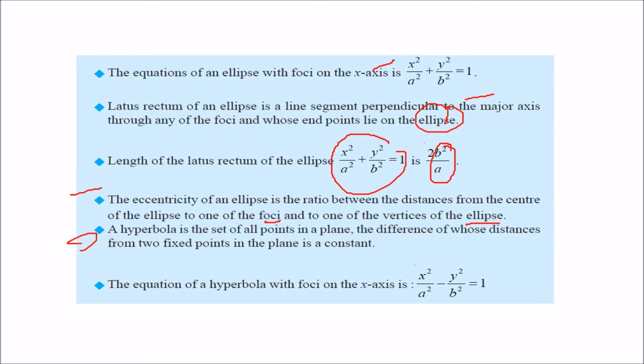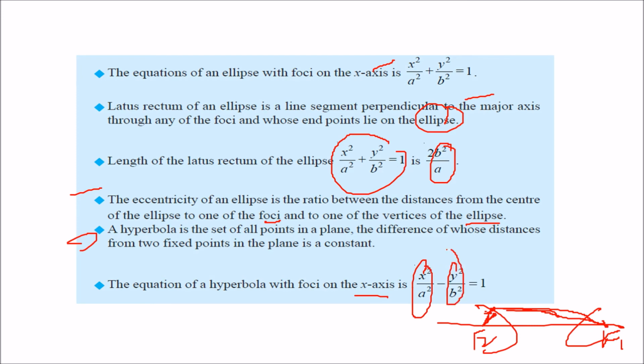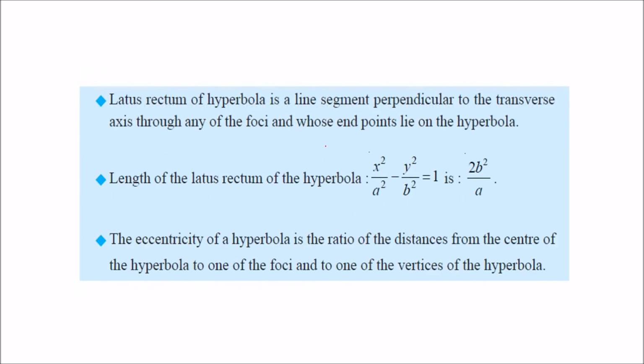The hyperbola now, hyperbola was what? This one. Hyperbola is a set of all points, the difference of whose distances from two fixed points, say this is f1, this is f2, is always constant. So this distance, you subtract from this distance, you'll always get a constant. So the equation of the hyperbola whose foci are on the x-axis will be x square by a square minus y square by b square equal to 1.